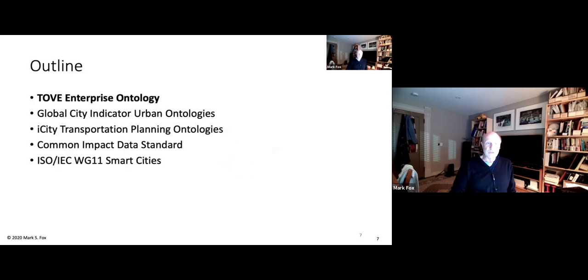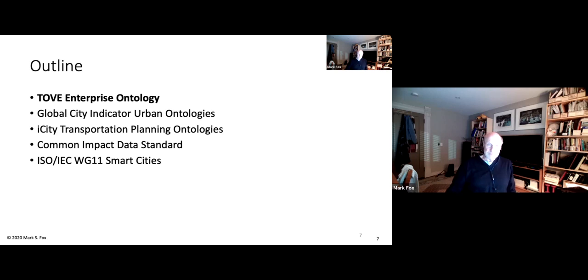Now, what I'm going to do in the remainder of the presentation is give an example of four different ontologies that we have developed over the last 30 years. It's not a complete review. It's only a little bit of each of them to give you a feel for where we have developed ontologies and in some cases how they're applied within the city context.